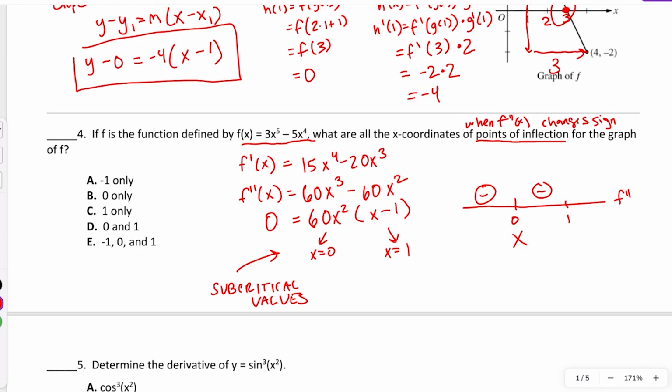After 1, if we plug in a number like 5 or 10 or any number bigger than 1, we will get a positive value. So we do have a sign change here from negative to positive. And the points of inflection can either go from positive to negative or negative to positive. Either way, we do have a point of inflection, and the only one we have here is at 1. So our answer is C.